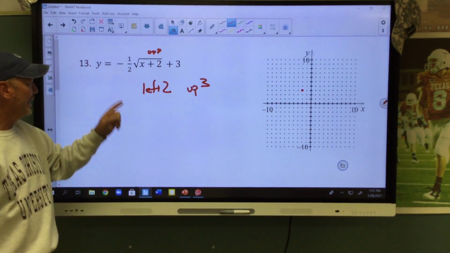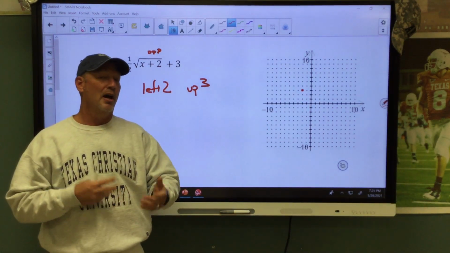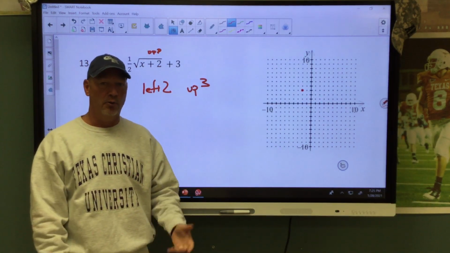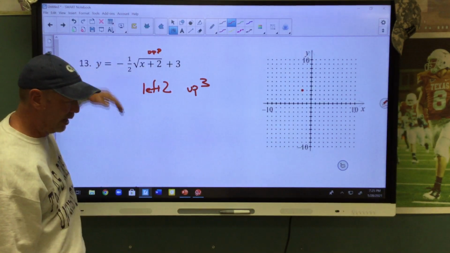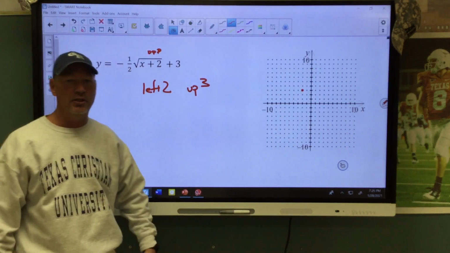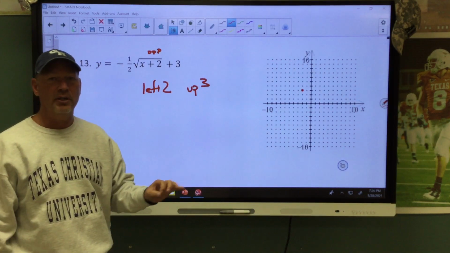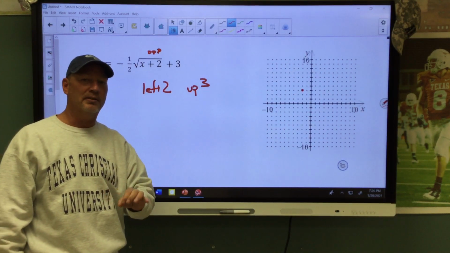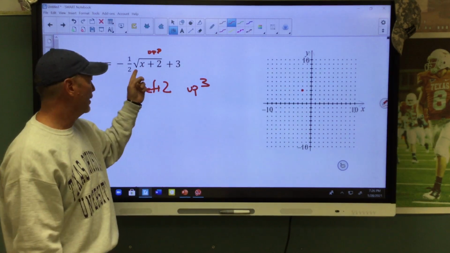From there, we need to apply our stretch and shrink or our reflect, if we're going to have a vertical reflection or not. So in this case, I have a vertical reflection. I'm going to go downward. And I'm going to have a vertical compression. I'm going to get a little flatter. But what I'm going to do is I'm going to put some points. I'm going to try to graph the parent function. And then I'll apply this.